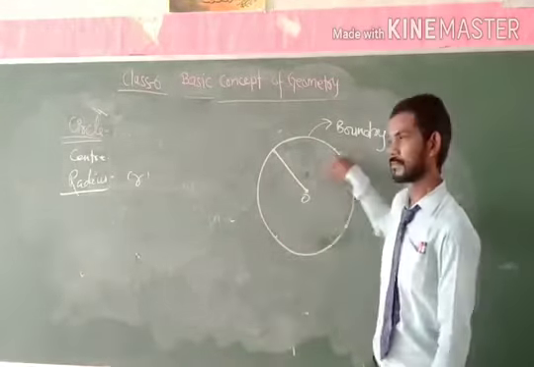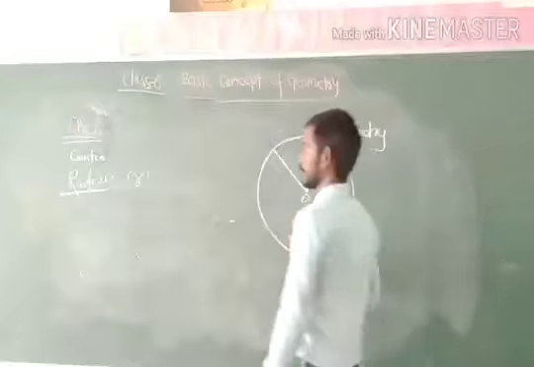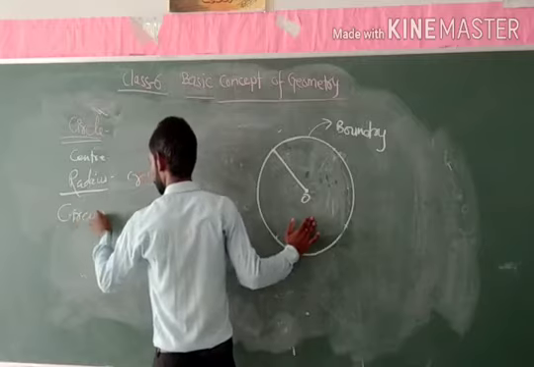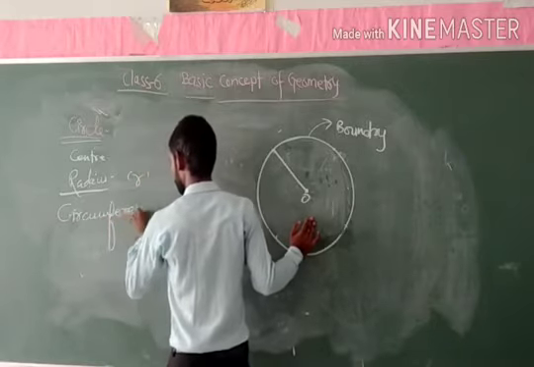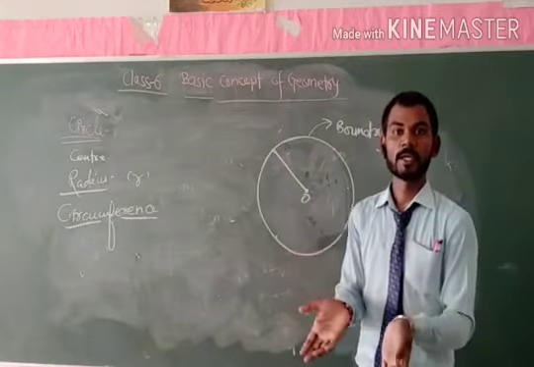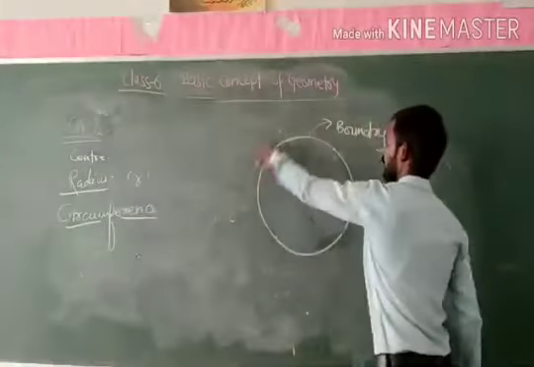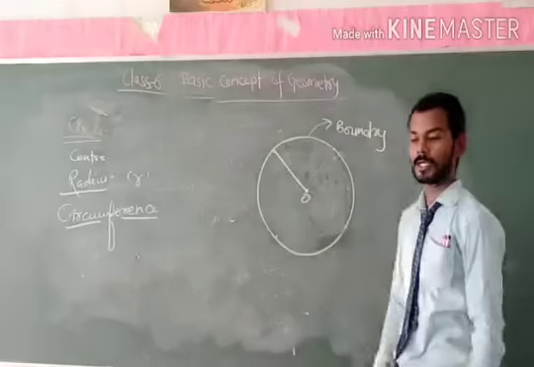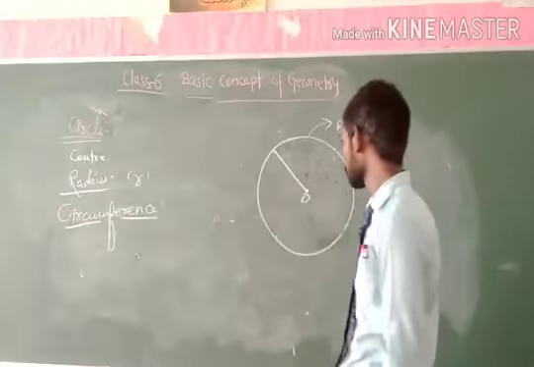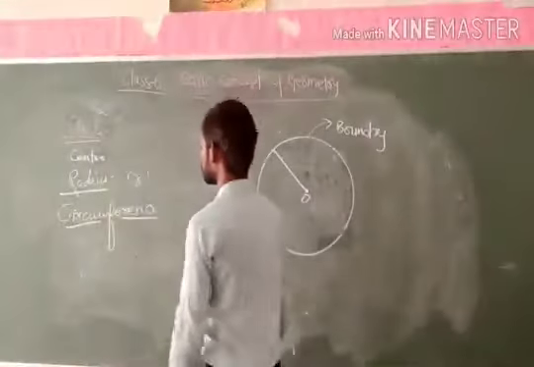And this boundary is known as the circumference. The boundary of the circle is called the circumference. Here we can see that the total boundary of the circle is known as the circumference of the circle. Let's see some remark.